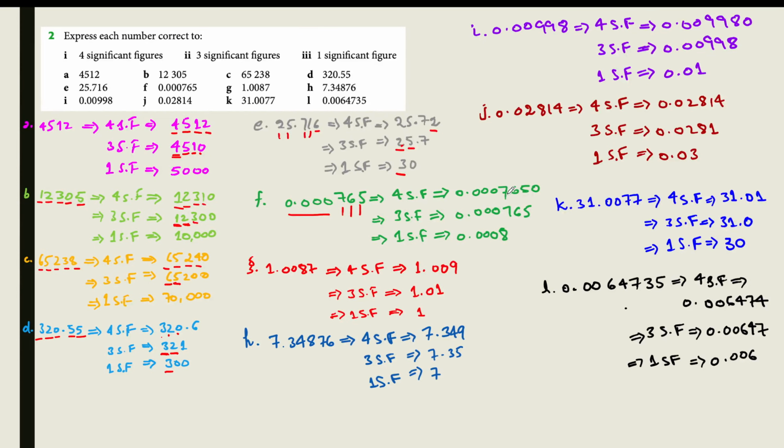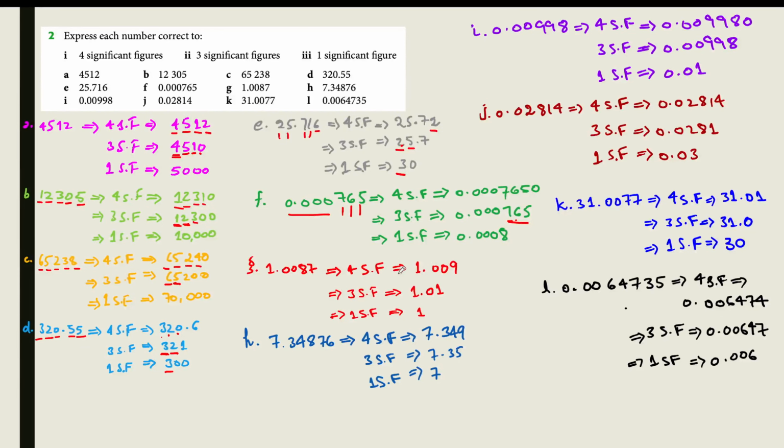If we express this number as 3 significant figures, it would be the same, 0.000765, because we have 3 significant figures in this number. If we express it in one significant figure, the first significant figure is 7, so we keep this 7. We check the next number, that is 6. So 6 is greater than 5, therefore the first significant figure will be rounded up by one number, so it will become 0.008.